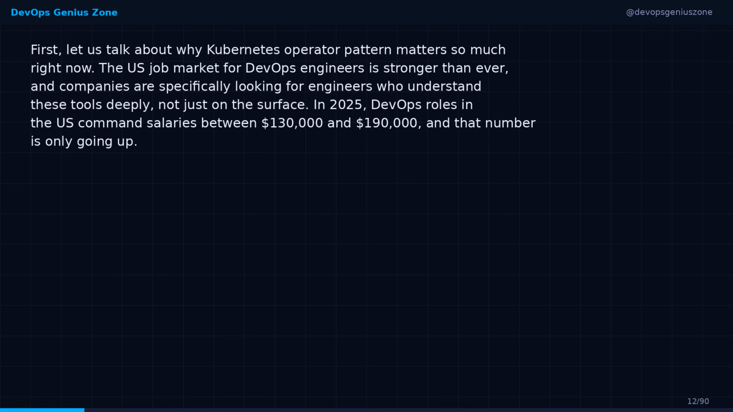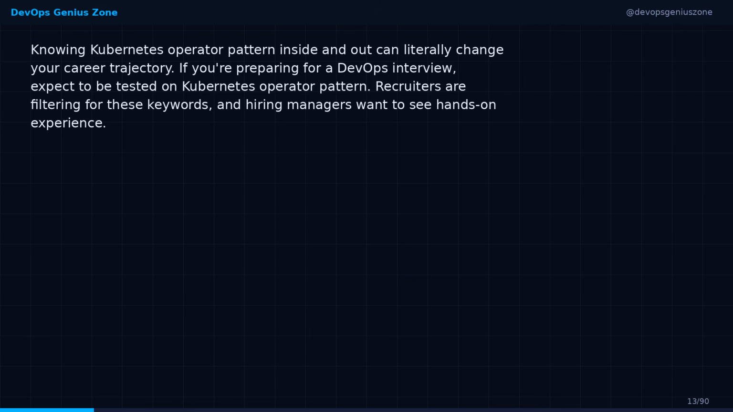If you're preparing for a DevOps interview, expect to be tested on Kubernetes operator pattern. Recruiters are filtering for these keywords, and hiring managers want to see hands-on experience. I've heard from candidates who landed offers simply because they could discuss Kubernetes operator pattern in depth during a technical round. It's not just about passing an interview, either.